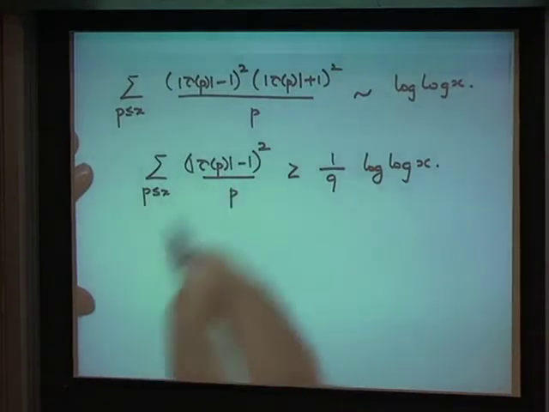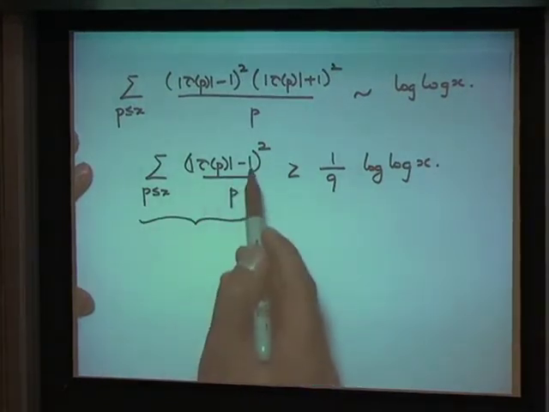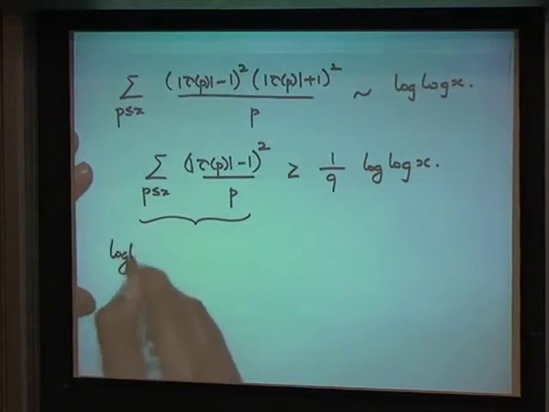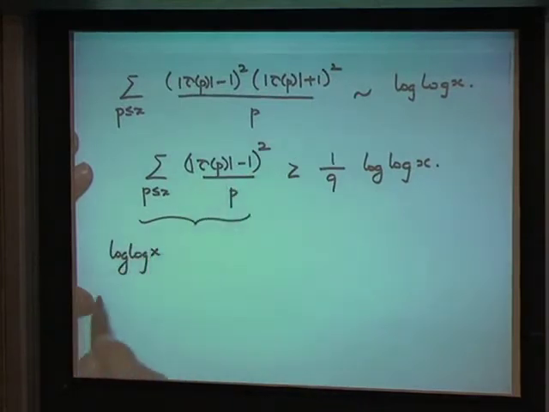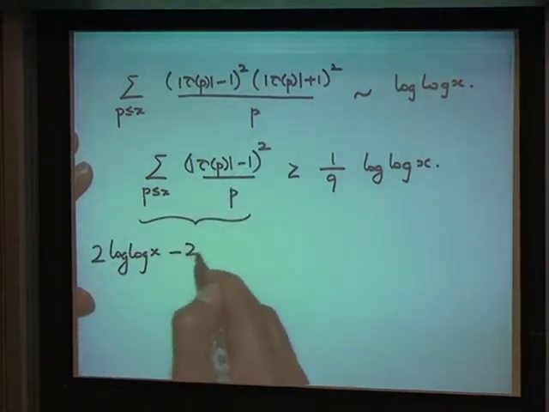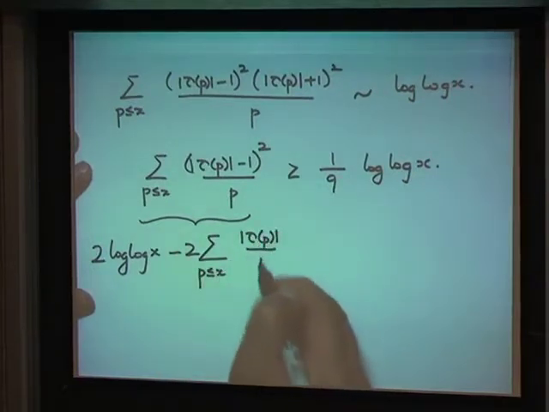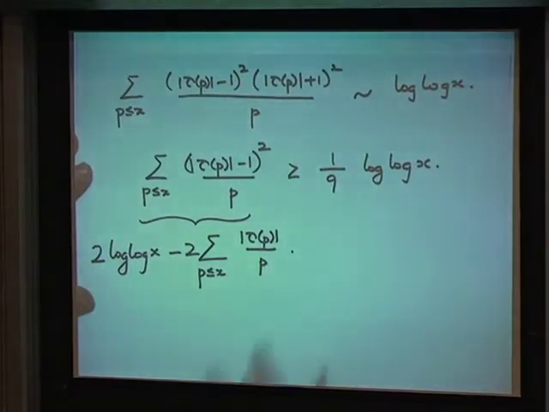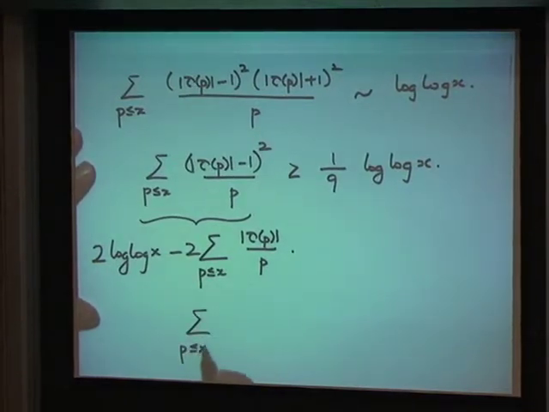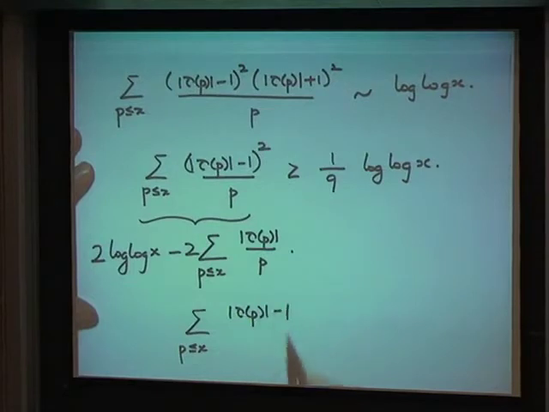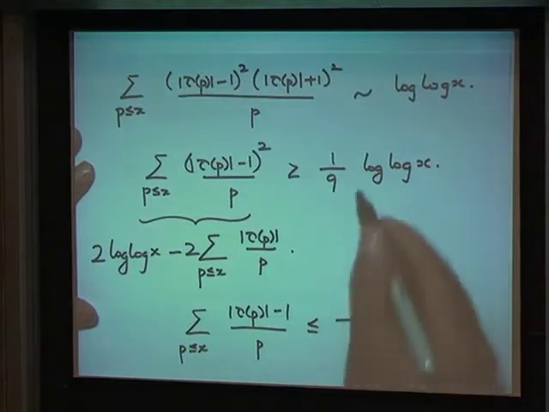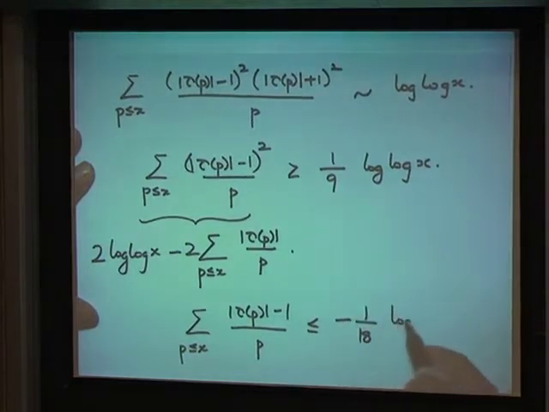Okay. Then if I expand this out, that's just the average of 1 over p, which is log x, the average of tau p squared over p, which gives me another log x, that's 2 log x, and then the cross terms is minus twice what I want, the sum p up to x, tau p over p. Okay. So if I rewrite this, then I see exactly what I want, that the sum p up to x, tau p minus 1 over p is less than minus 1 over 18 log x.